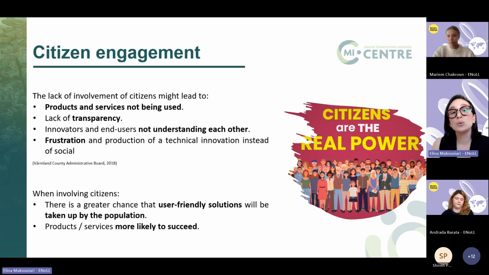It might lead to a lack of transparency between you and the citizens and the end users of what you're doing. That also creates a knowledge gap between you and them, and also leads to frustration, because at the end you may come up with something, yes, very innovative, but maybe something too technical with no direct social impact and added value for the citizens. On the other hand, when you actually get citizens involved, there is a greater chance that the solutions you are providing are more user friendly. So the adoption level at the end can be higher. And of course, the success rate can also be higher.